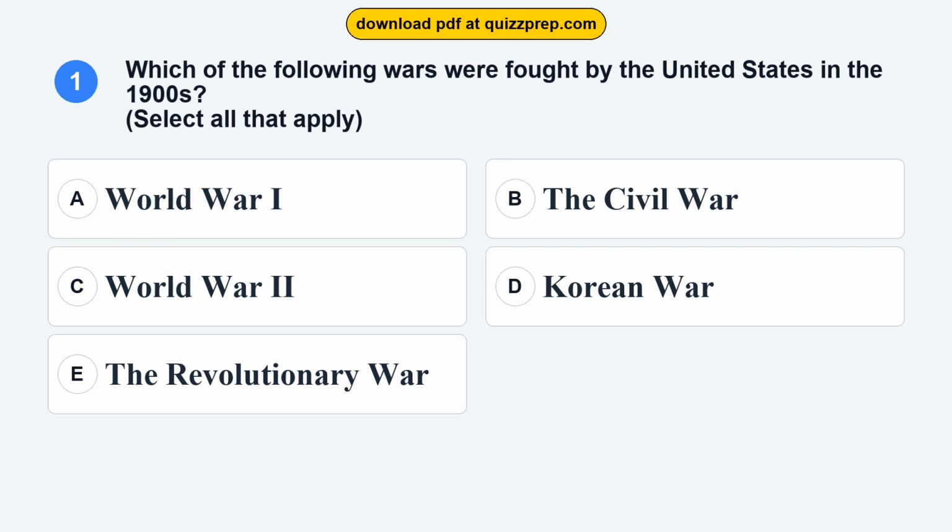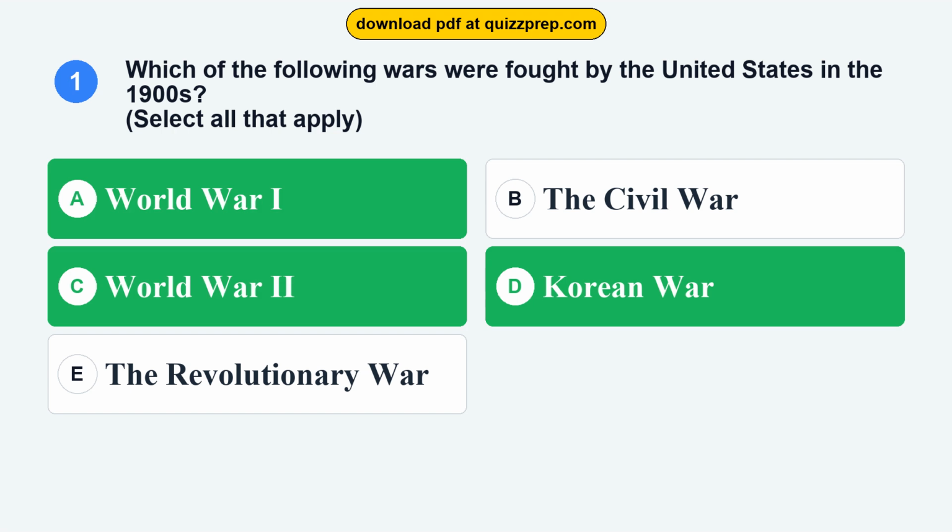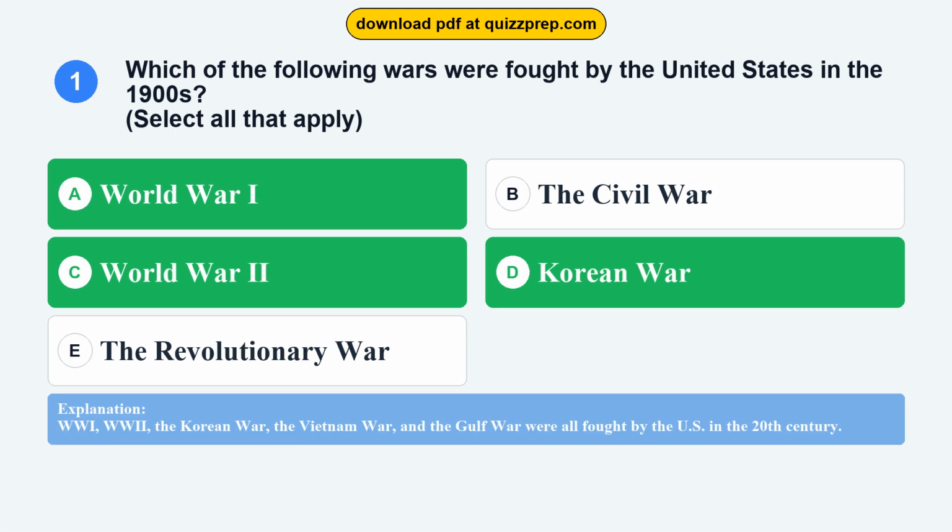Question 1. Which of the following wars were fought by the United States in the 1900s? Option A, World War I. Option B, the Civil War. Option C, World War II. Option D, Korean War. Option E, the Revolutionary War. The correct answers are options A and C and D. World War I, World War II, Korean War. WWI, World War II, the Korean War, the Vietnam War, and the Gulf War were all fought by the U.S. in the 20th century.